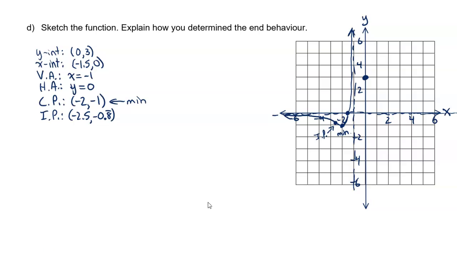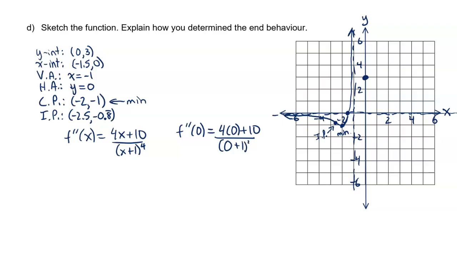But what about the right side of the vertical asymptote? Well, here we don't have any inflection points or critical points. We only know this one point right here. So what we can do is look at the second derivative. The second derivative is equal to 4x plus 10 over x plus 1 to the 4th. To check this, we're going to check any value that's to the right of x equals negative 1. I'm going to choose 0 because it's a really simple value. So f double prime of 0 is 4 times 0 plus 10 divided by 0 plus 1 to the 4th. So what I'm going to get here is 10 over 1 to the 4th, which is just 1, which is just 10.